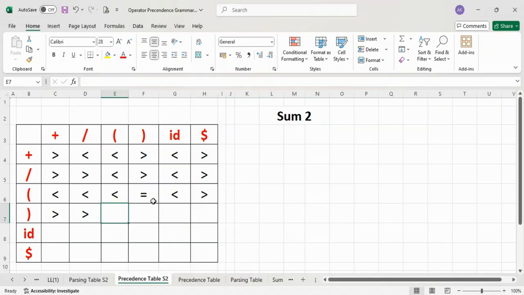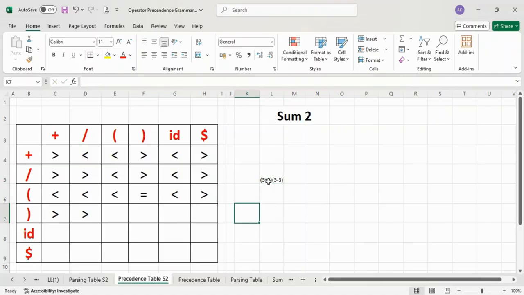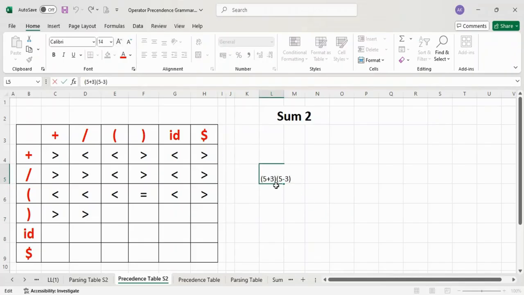Whenever we write any expression for a programming language, we cannot see an opening bracket immediately followed by a closing bracket, or a closing bracket immediately followed by an opening bracket. Say for example, if I have the expression 5 plus 3 and I write 5 minus 3 in brackets next to it. Now if you observe, this is valid in maths, but in programming this is not valid.